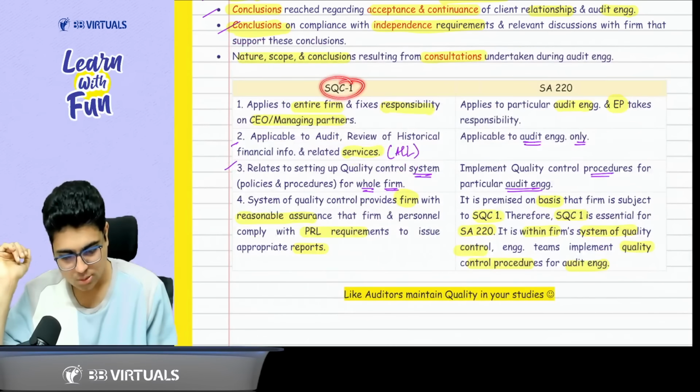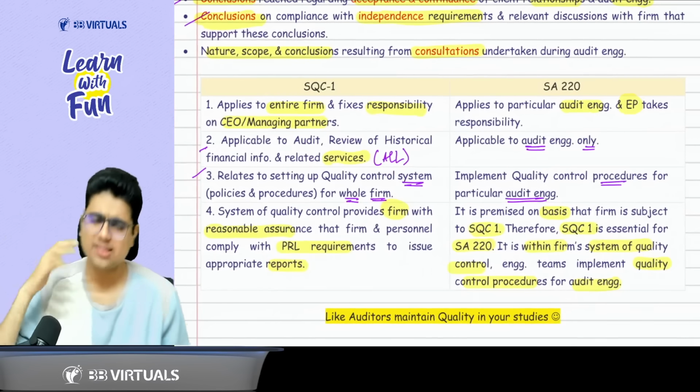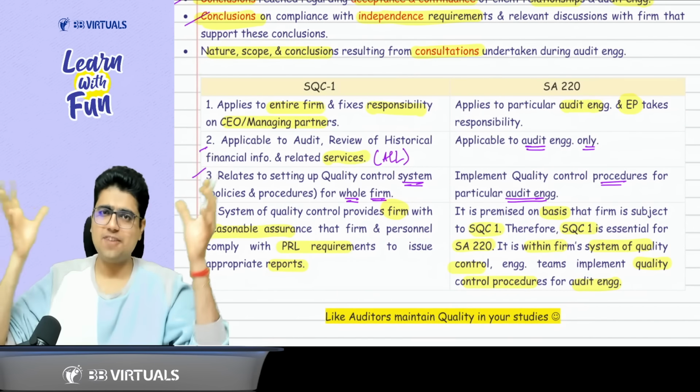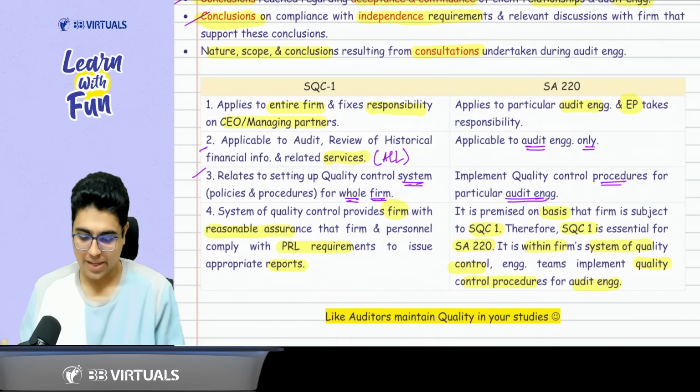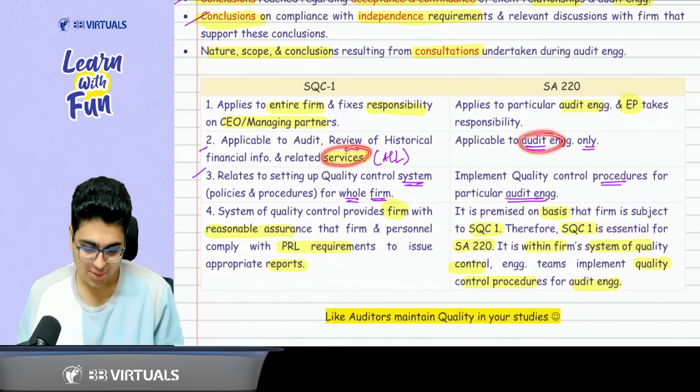Next, we talk about SQC-1 and SA220. What is the difference? This is something you already know. SQC-1 applies to the entire firm. SA220 is selfish. It is very selfish, applies to audit only. SQC-1 applies to all services. SA220 applies to audit only.